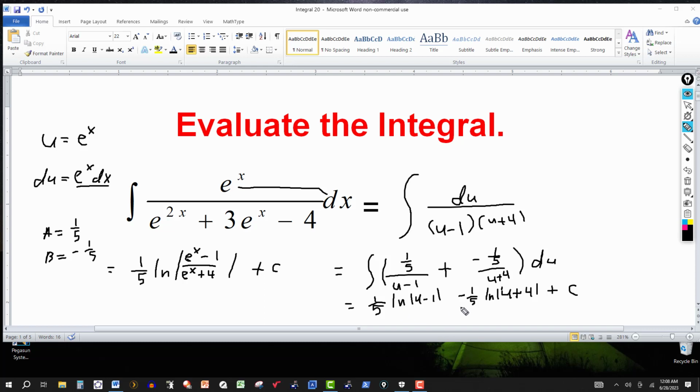Now you could leave it this way, just putting e to the x where you have the u. This is just simplifying it. It depends on what your instructor wants. So here I just factored out the 1/5. And anytime you have a difference of logs, you can write it as a log of one expression, namely the first one over the second one. So there we have it: 1/5 natural log of the absolute value of e to the x minus 1 over e to the x plus 4. So this is the final answer in simplified form. Thanks for watching. We'll see you next time.